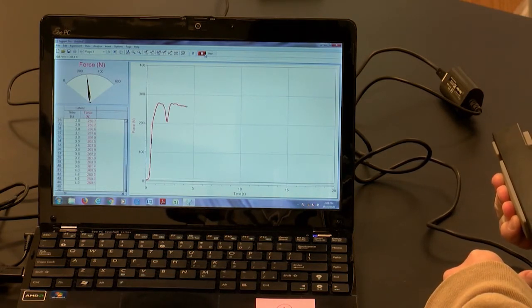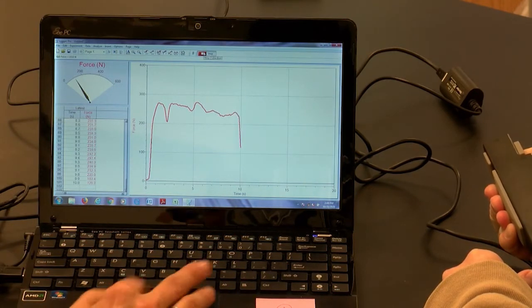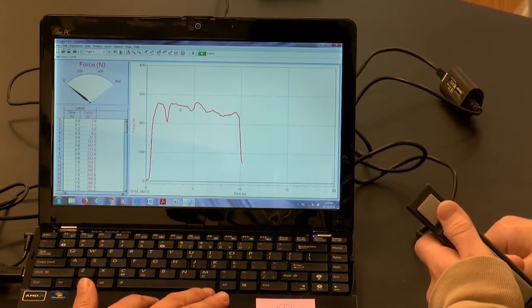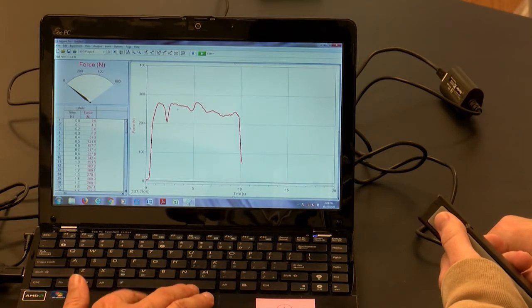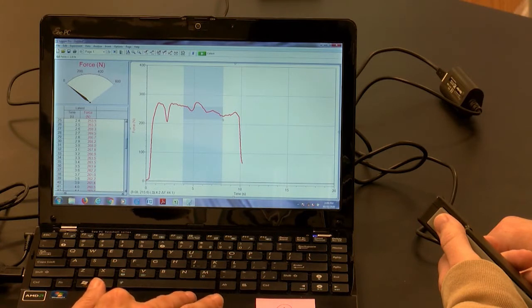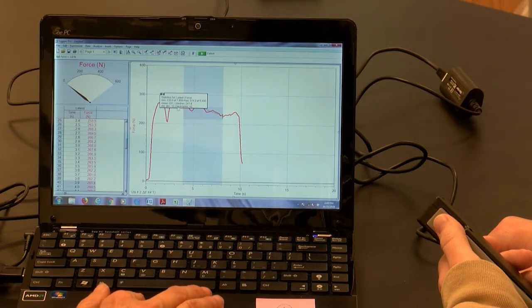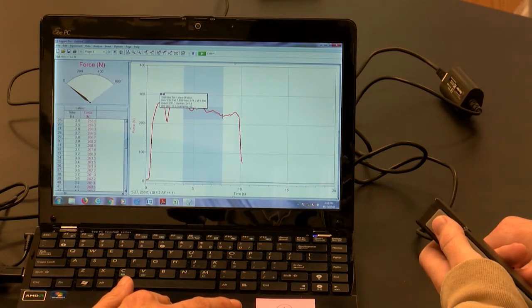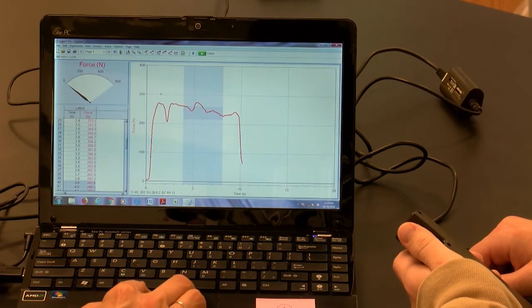Okay. And we've got, go ahead and stop. Okay. And let's get our average here. And I happen to know this person works with their hands a lot. So I'm guessing it's going to be a very high number here. Mean of 251.1. So 251.1 newtons. So that is the measurement there.